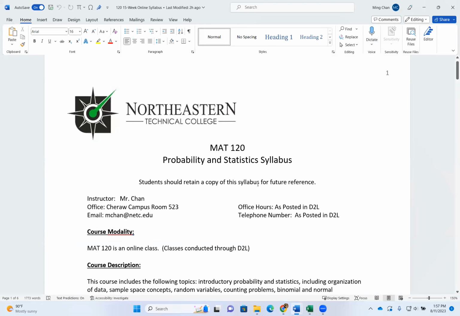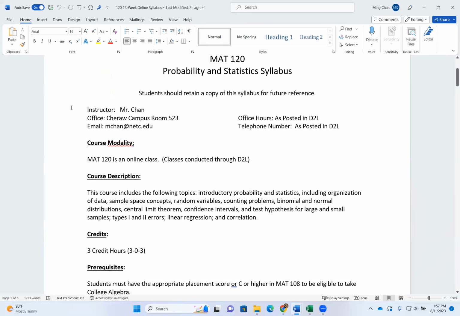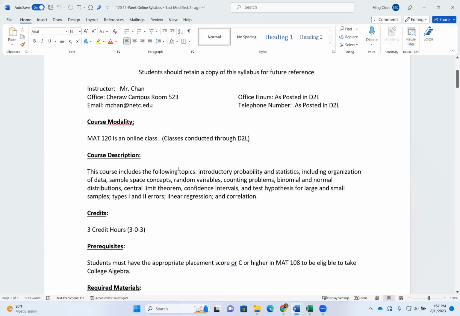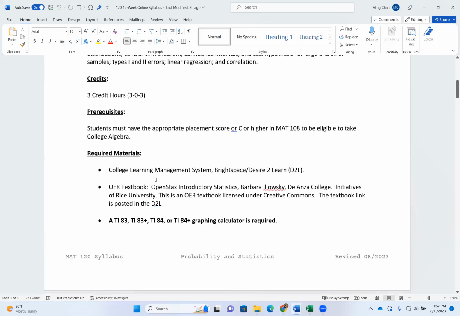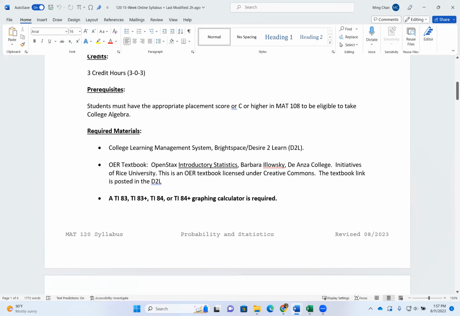So at the top of the syllabus has my contact information. It's also in D2L. Our class is an online class. Here are the course descriptions. I already checked everybody's prerequisites. Required materials: we are required to use our college learning management system, which is called D2L. Textbook link: I already showed you where it is in D2L.